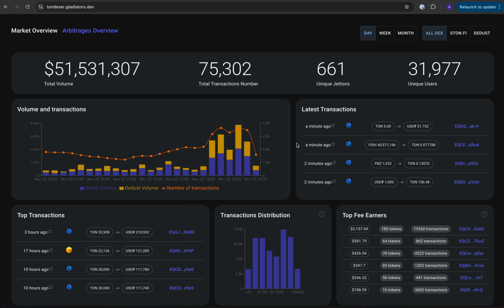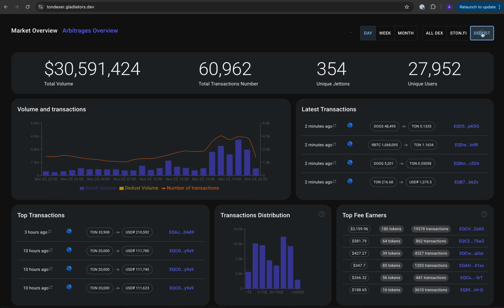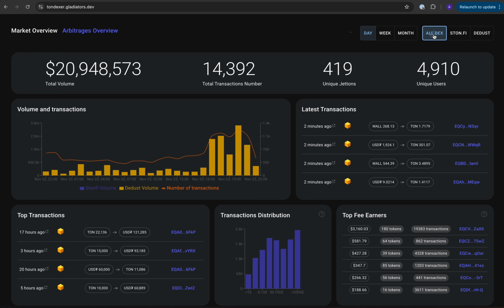So first, note that this is just a visual representation of some of the key metrics available in Tondexer. We are storing much more data, and we have the ability to visualize almost everything related to DEX activity. At the top right corner, you can see a filters pane. Here you can set the period of time for trends, statistics, and history, as well as customize the DEX selection, choosing between StonFi, DeDust, or both.